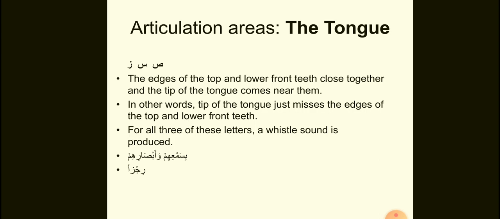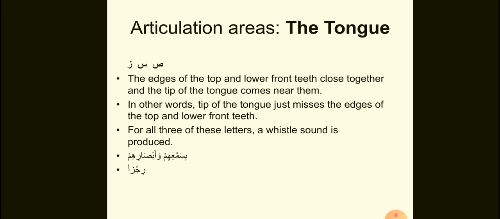For sure the Sad is different because it is a heavy letter. The Sin and the Zai, the difference, as I told you, is that the Zai has the buzzing sound, but the Sin is not like that. The Sin is different also because it has air. We should produce air with it. But with the Zai, we don't have air. So this is the main difference between them. We're not producing air, or what we call al-hams. No air with the Zai.